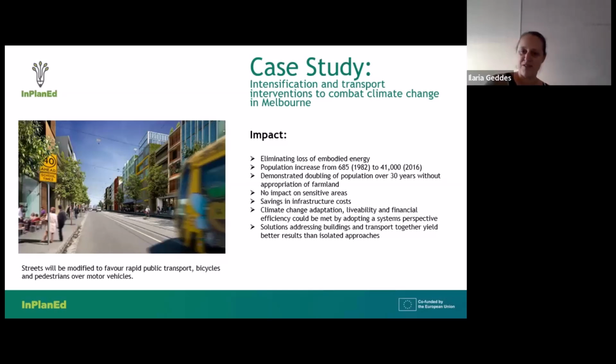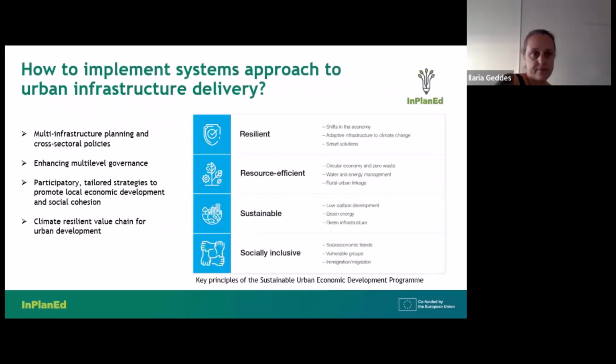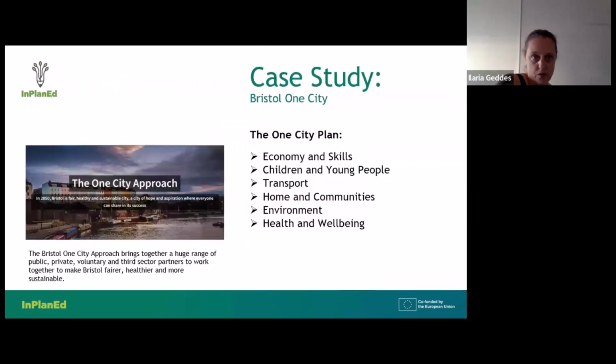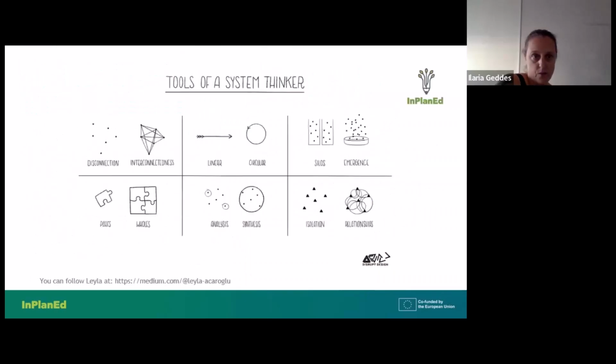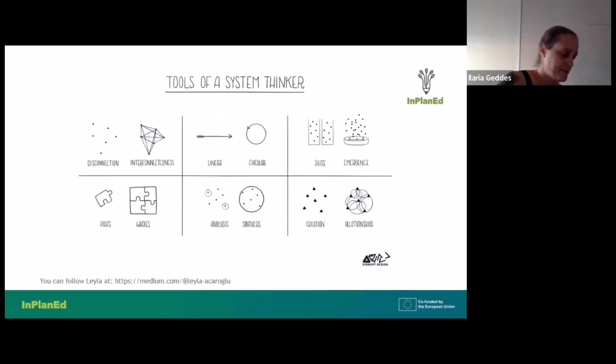I'm running out of time. So I managed to give you one example, which is what I wanted to do. Let me just check. You have the rest of the presentation on the platform. But let me just check if there is anything more that I wanted to mention. No, I think it's okay. So you have the case study summary of Melbourne in the course material on the platform. That's it.